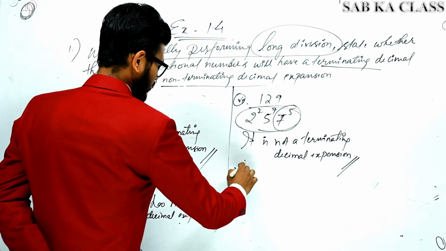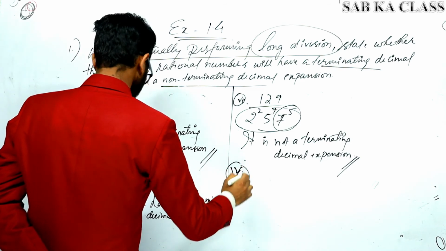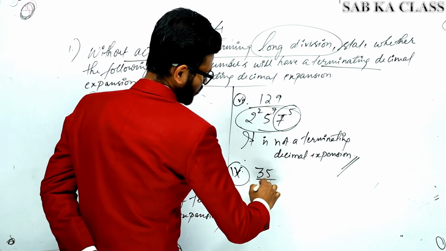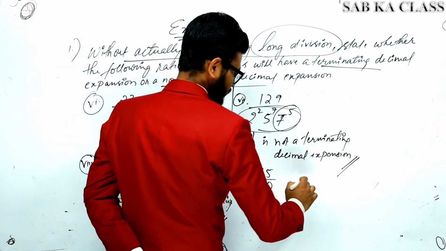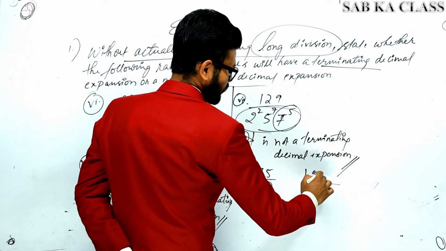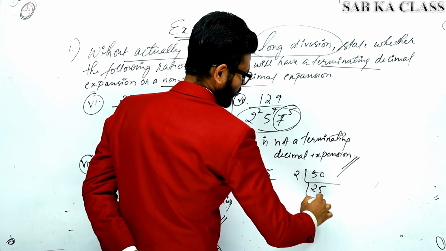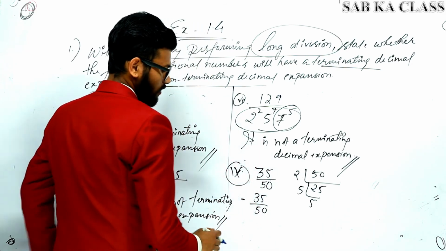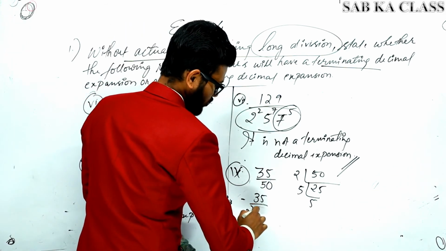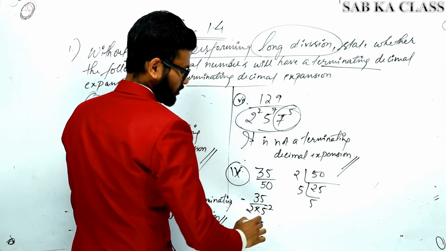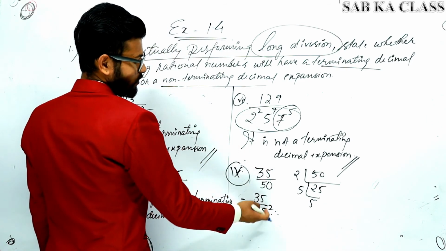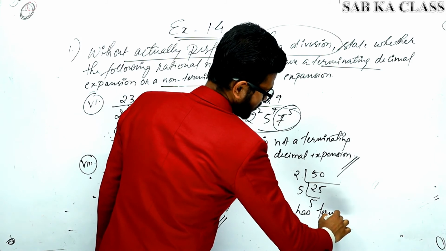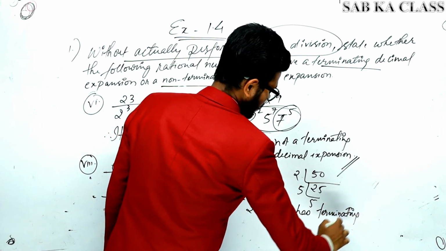Now question number 9, 35 by 50. If you go on expressing it in factorized form, 50 is 2 into 25, and 25 is 5 into 5. So 35 by 50 can be written with the denominator as 2 into 5 into 5. Therefore we can see it has only 2 and 5, so it can be expressed. So it has a terminating decimal expansion.